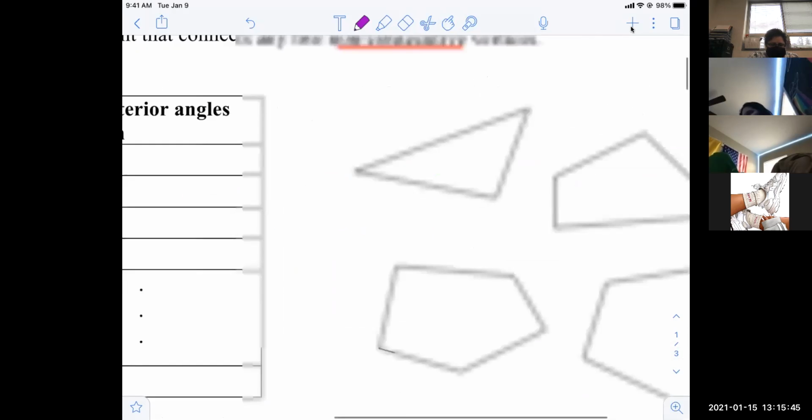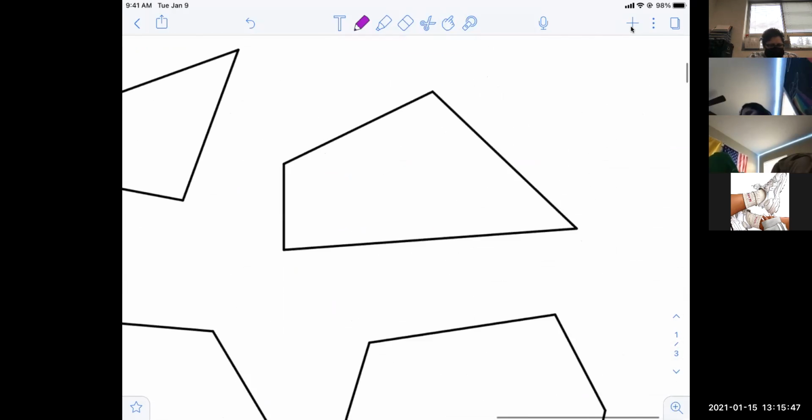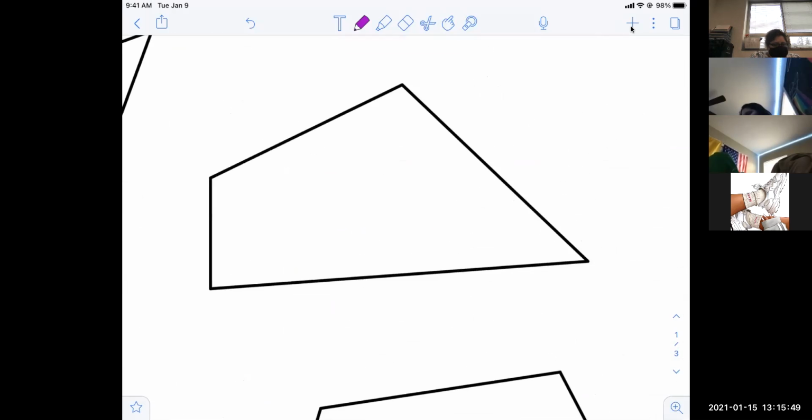Okay, so if we have a quadrilateral, jump over here to the quadrilateral. From one vertex, it doesn't matter which vertex you pick, I'm going to grab that vertex right there. Kendall, how many diagonals can I draw from that one vertex? Just 1. That's the only one that's not already connected. How many triangles did we just form? 2.